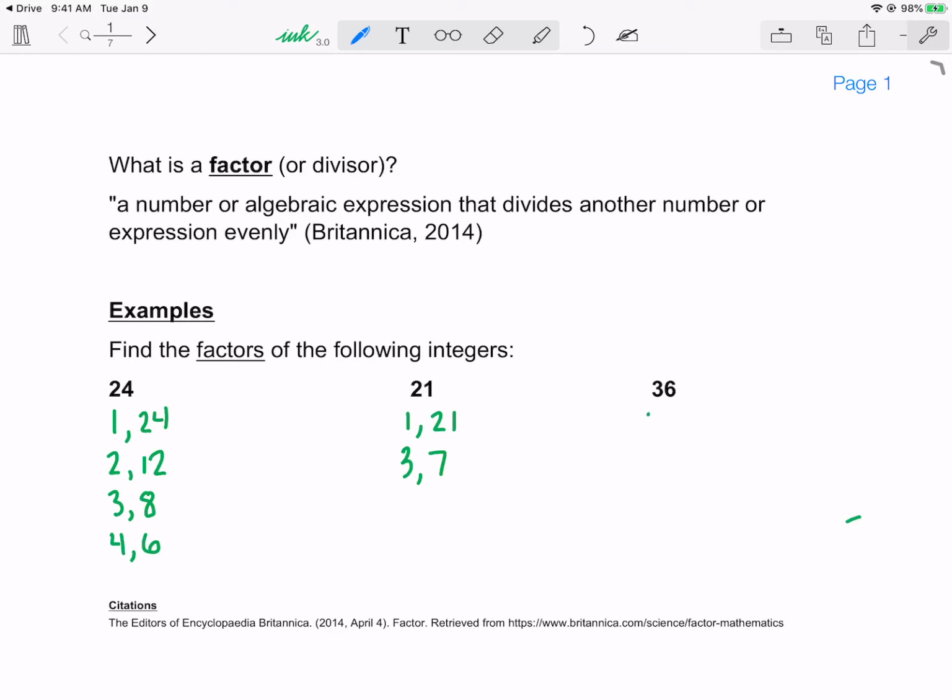So number 36: I know that 1 and 36 work, and it ends in an even number, so 2 goes in, and it goes in 18 times. 3 plus 6 is 9, so this number is divisible by 3 because 9 is divisible by 3. 3 goes in 12 times. 4 goes in 9 times, 5 doesn't go in at all, and 6 goes in exactly 6 times. And I'm done because the square root of 36 is 6, so I've reached the highest factor pair. That should be a review of factors.